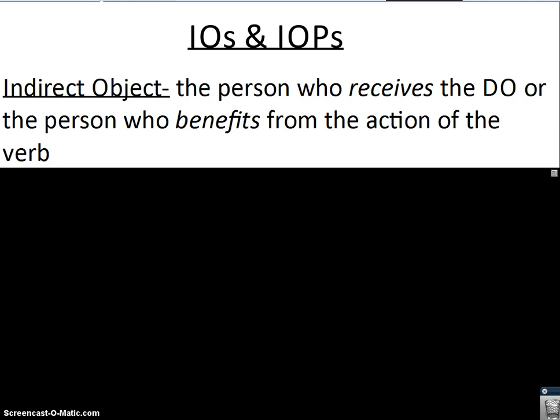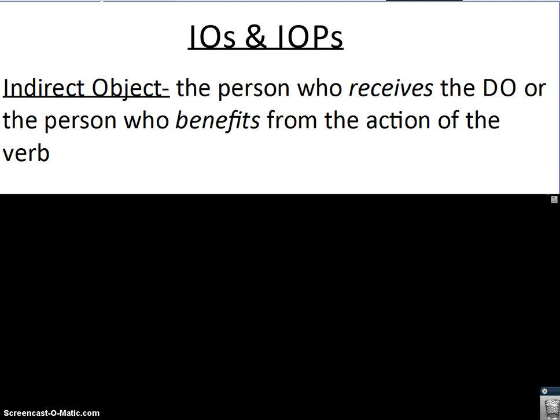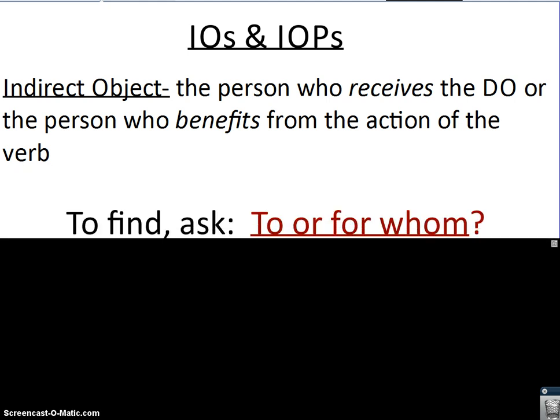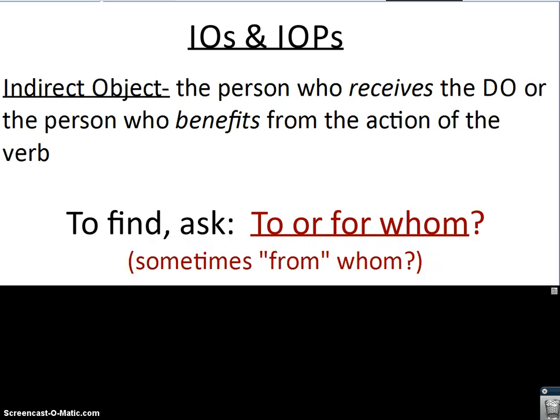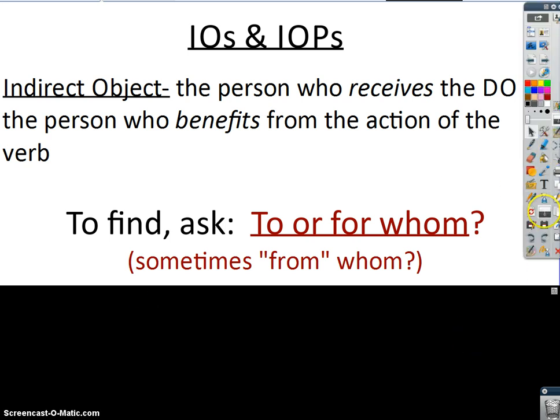But to me, that's a very complicated way of explaining things, where I have a question you can ask that will help you find your indirect object 95% of the time, or even higher. To find it, ask to or for whom is something being done. And let's add that sometimes it can be from whom. So, do all sentences have indirect objects? No. But if you want to find out if it does have one, ask yourself that question and you'll find it. Moving on.